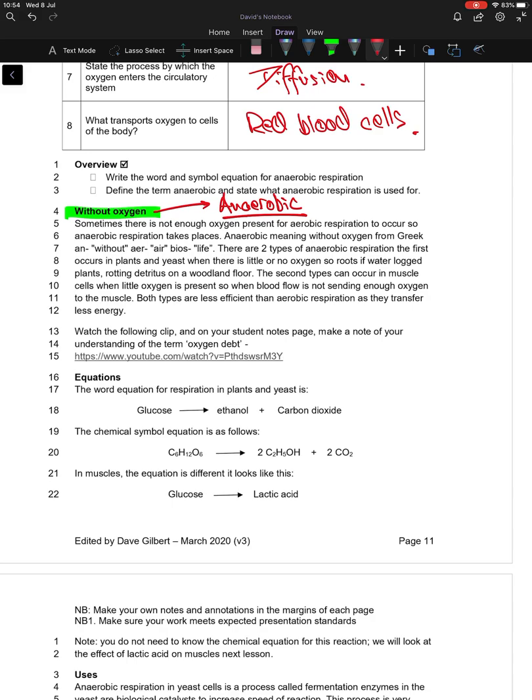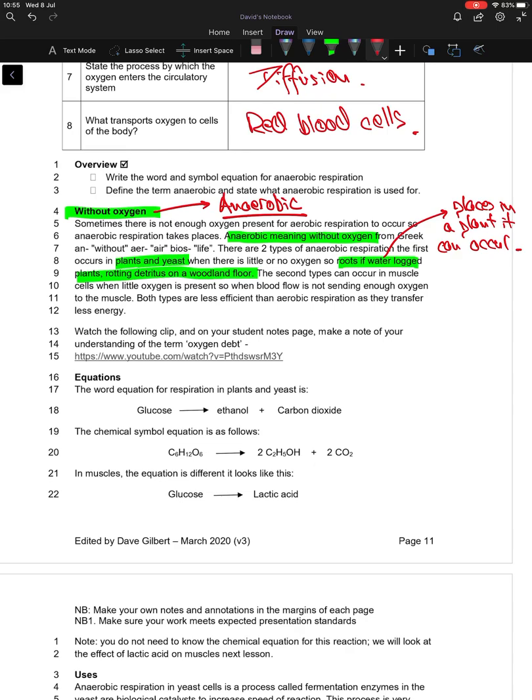So sometimes there is not enough oxygen present for aerobic respiration to occur, so anaerobic respiration occurs. Anaerobic means without oxygen. There are 2 types of anaerobic respiration. The first occurs in plants and yeast when there is little or no oxygen, so roots if waterlogged in plants, and rotting detritus on a woodland floor. So these are places in a plant it can occur.